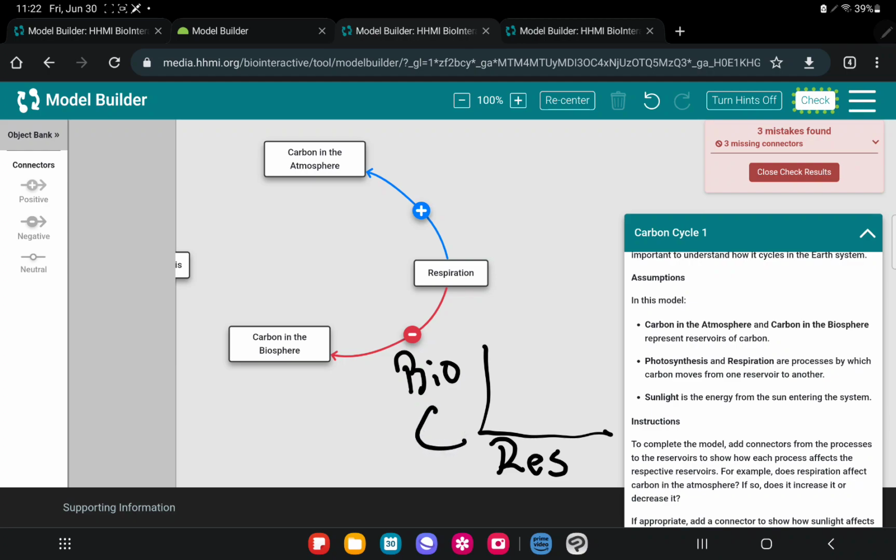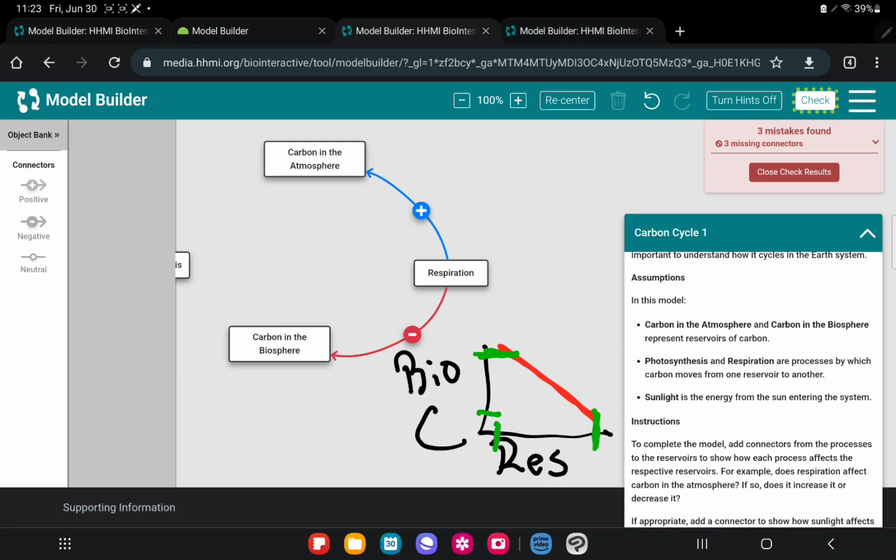Just to be clear, just because two things are correlated doesn't mean they are causative. But in this case, this is what our model is showing, that respiration is causing changes in carbon in the biosphere. And how is it doing that? Well, we're saying it's a negative relationship. So if our respiration is low, carbon in the biosphere will be relatively higher. And if our respiration is really high, carbon in the biosphere is going to be relatively lower.